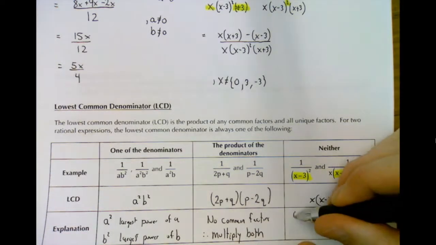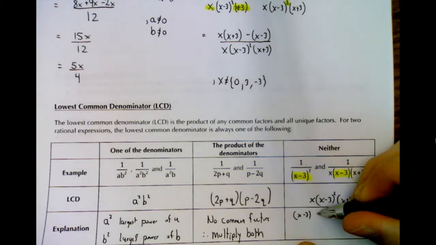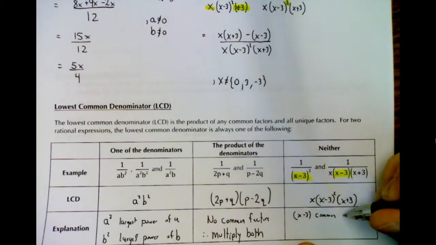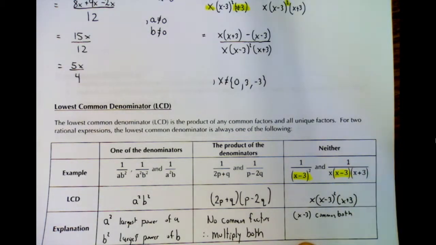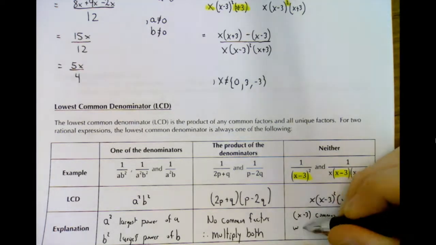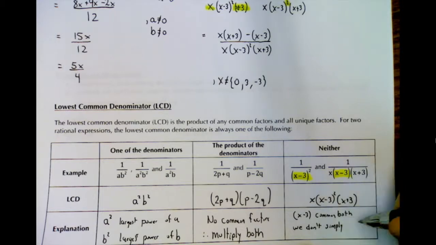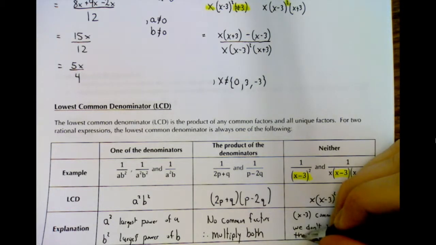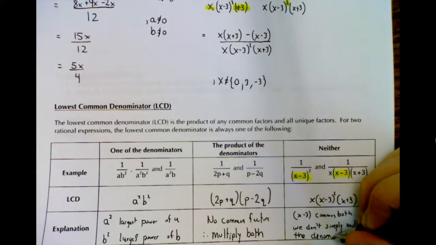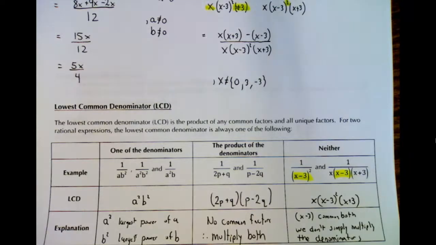So since we have x minus 3 common to both denominators, we don't simply multiply the denominators. We choose wisely. All right, that's it.